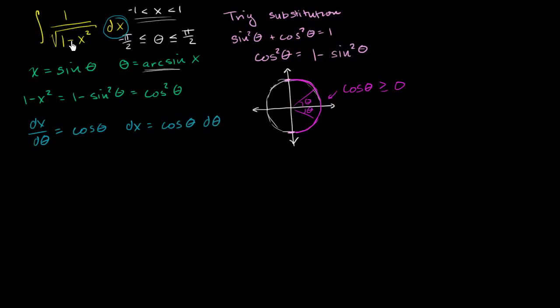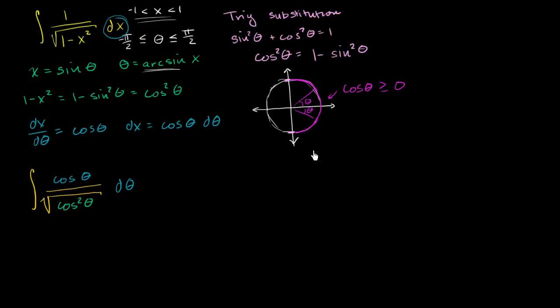Now we can substitute everything here in terms of x, we can replace them in terms of theta. So our original expression becomes the antiderivative of, instead of writing 1 times dx in the numerator, I'll just write this, cosine theta d theta. All of that's going to be over the square root of 1 minus x squared. We already know that 1 minus x squared is 1 minus sine squared theta, which is cosine squared theta. And I think you see where this is going.